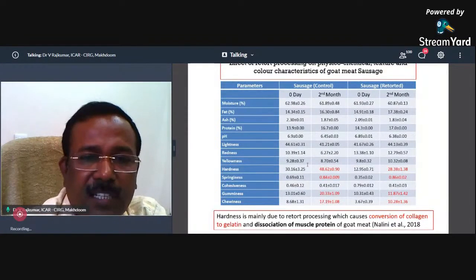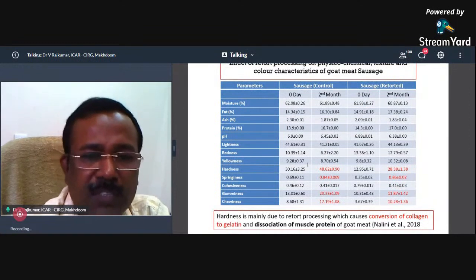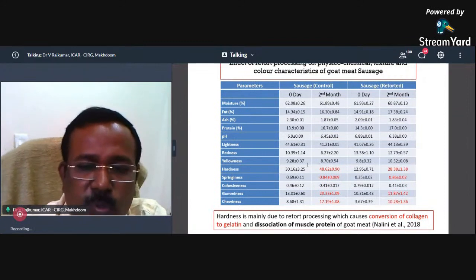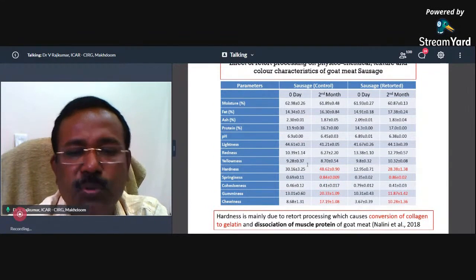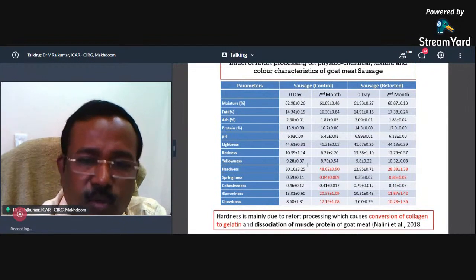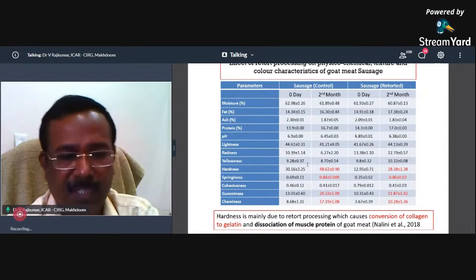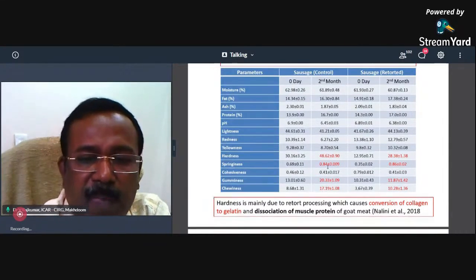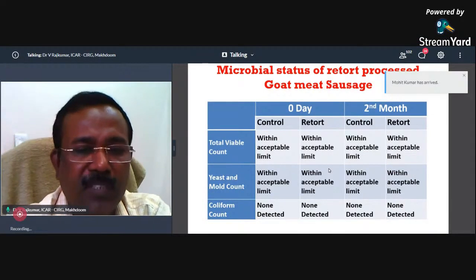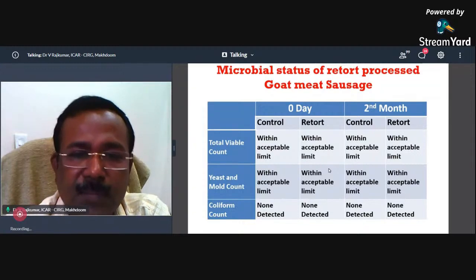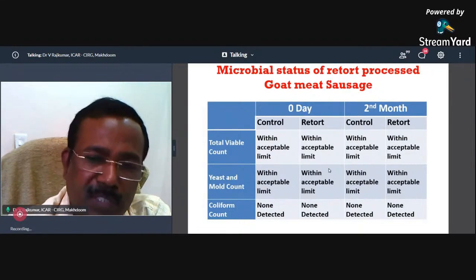These are all the detailed studies conducted on the sausages over different months. Up to 2 months, there are no issues. So this product can be kept at room temperature for more than 2 months. Next, please. Similarly, we have conducted all the microbiological counts, and there is no problem with the microbiological status of the product. So they can be stored at room temperature without any issues. Next.